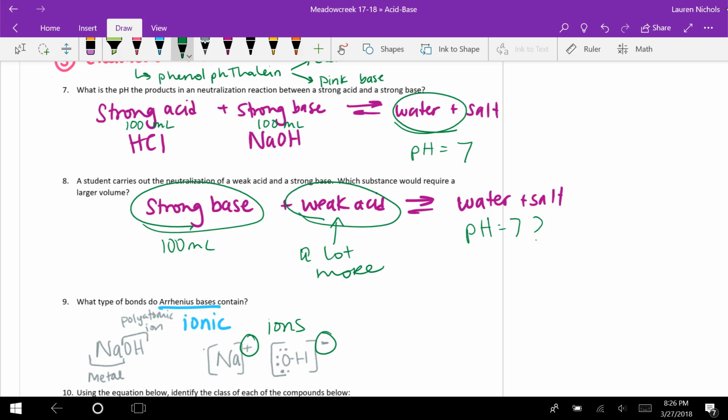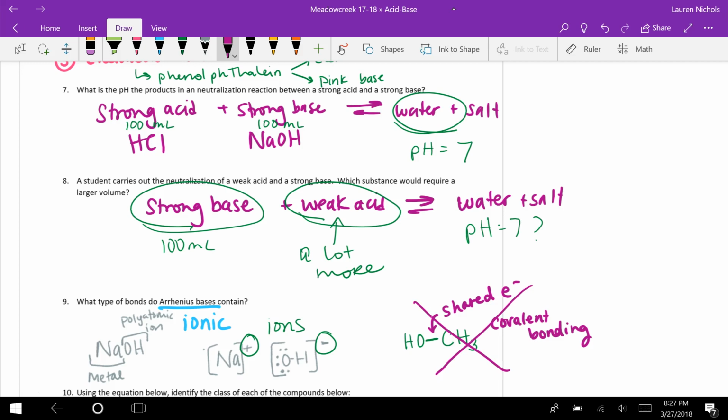But if we had something like a methyl group, which methyl is just CH3, and it was attached to a hydroxide group, okay, notice this line there, that indicates shared electrons. And shared electrons are an example of covalent bonding, okay? And so while there is that OH group there, this is not going to be behaving as a base unless we see that positive and negative ions, because this will not dissociate in water.